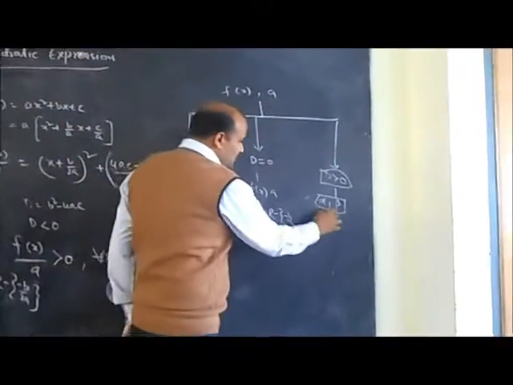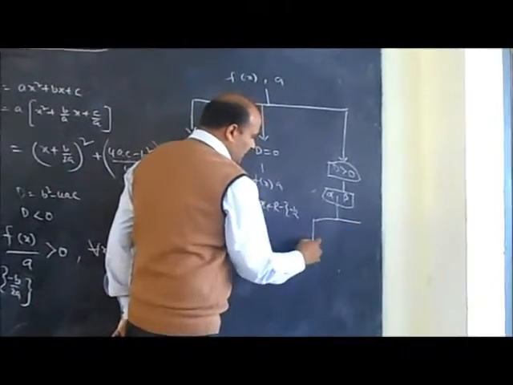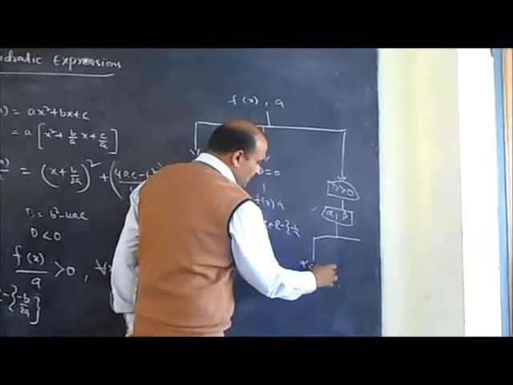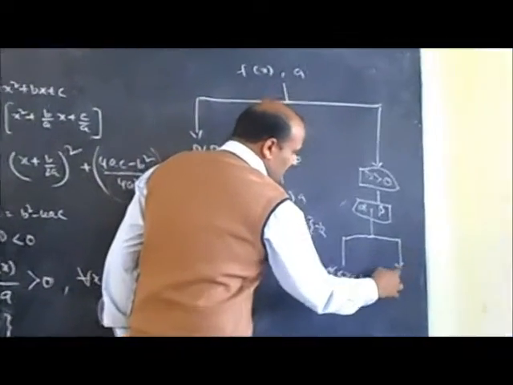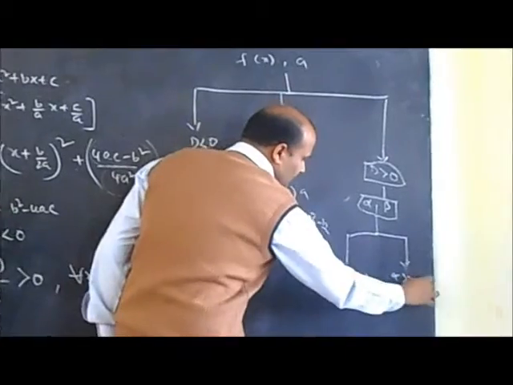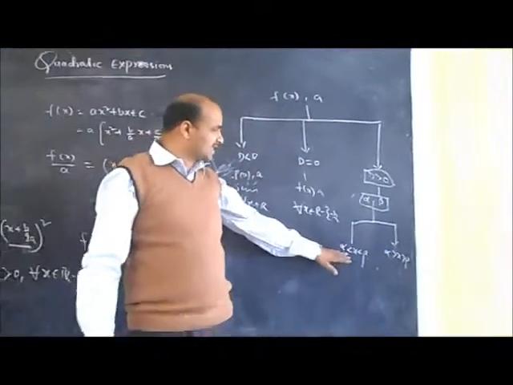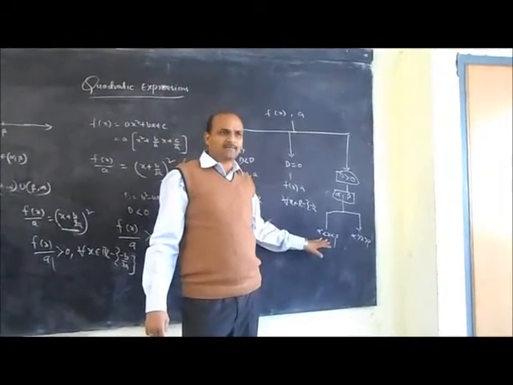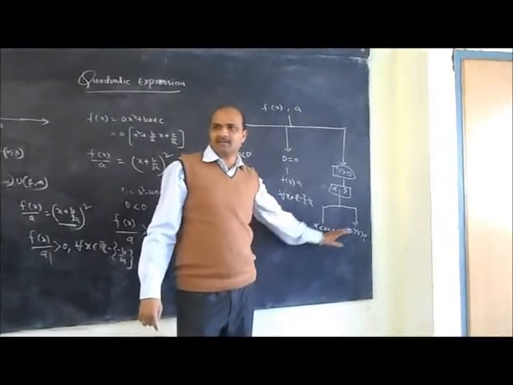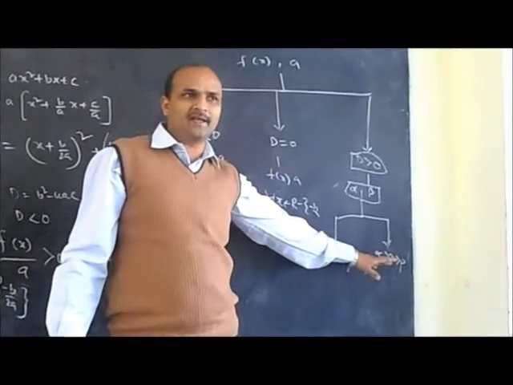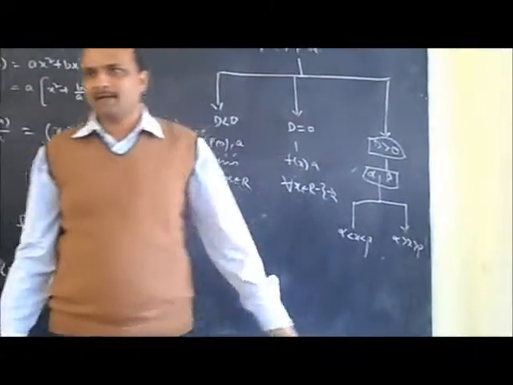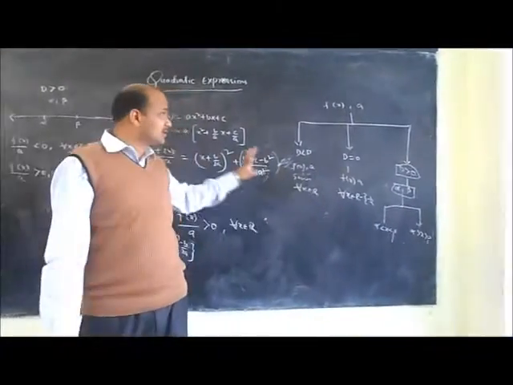Now again there are two cases of this. One is alpha less than x less than beta, and the other is x less than alpha or x greater than beta. In the first case f of x and a have opposite signs. In the other case f of x and a have the same sign. Right? This is the final conclusion of this.